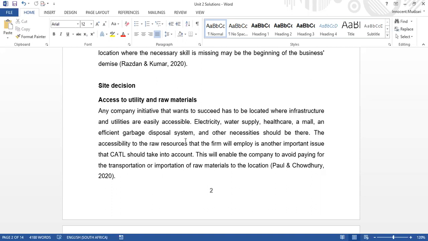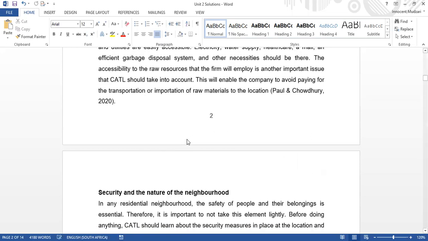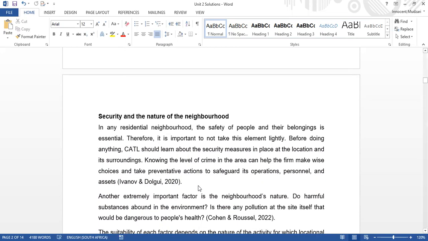Is it not far away from the raw material sources? So that's the first factor that you can write here under the site decision. The other factor that you can write under the site is the security and the nature of the neighborhood, right? We have security and nature of the neighborhood.